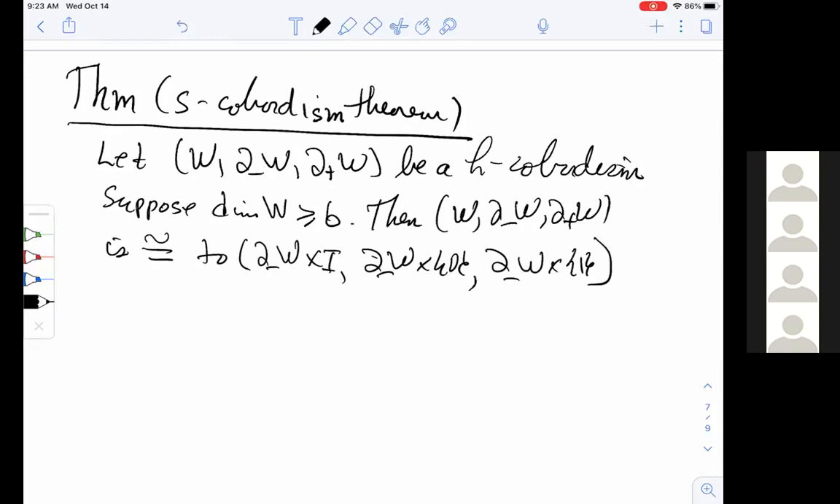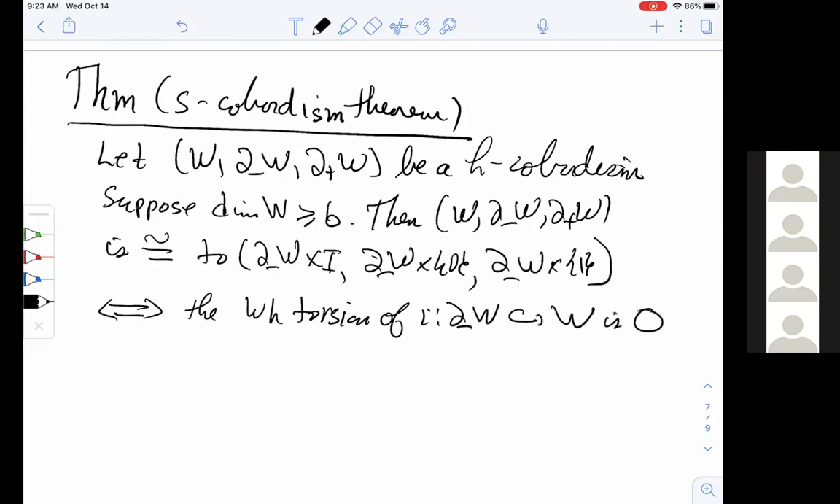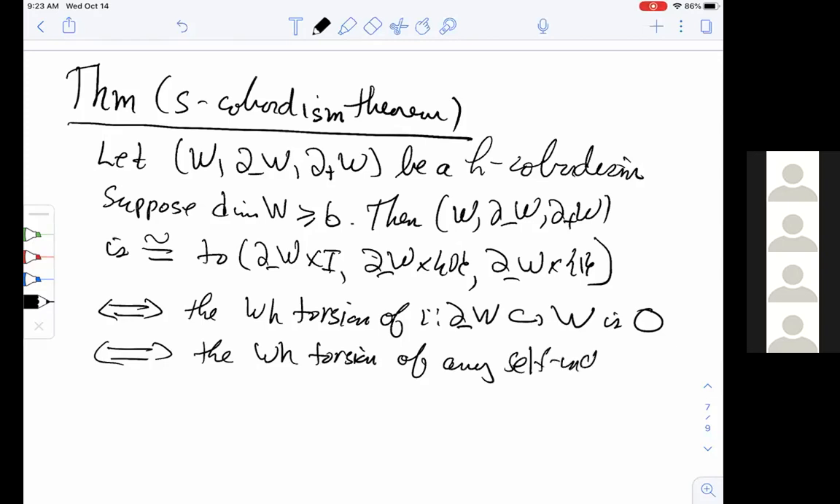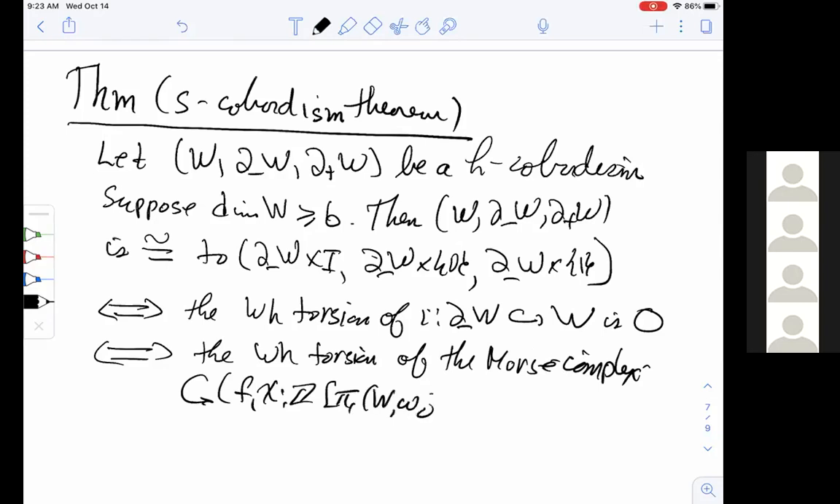So you have a product cobordism if and only if the Whitehead torsion of the inclusion of boundary minus W into W is trivial, if and only if the Whitehead torsion of any self-indexing Morse complex C star F chi fundamental group is trivial.